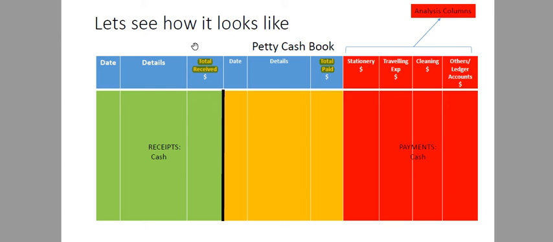And then this person, when he comes back after spending the money, he'll be asked to provide a receipt. So he will give a receipt to the petty cashier, and the petty cashier will put the voucher and the receipt together to verify that the payment was made.